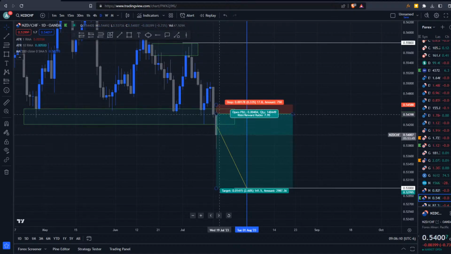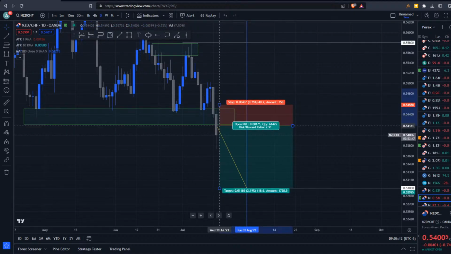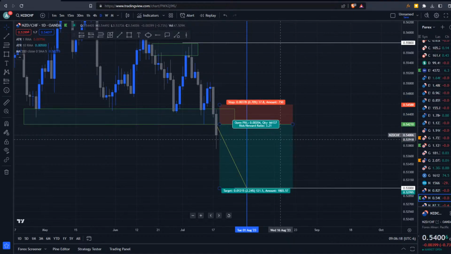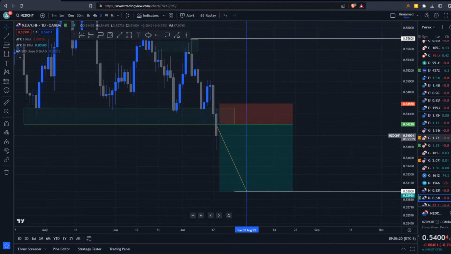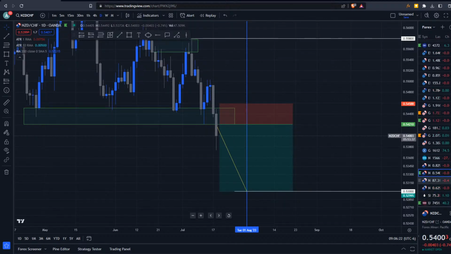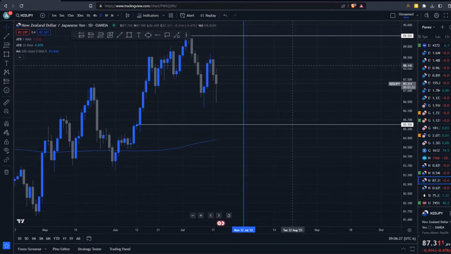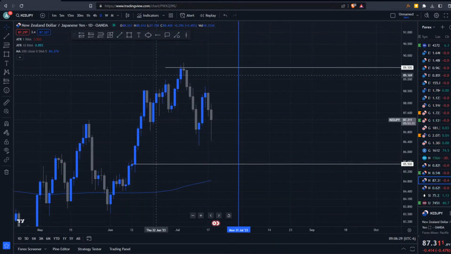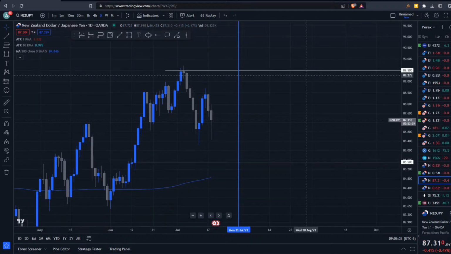You could enter now. You could wait for price to come back up and retest this area possibly tomorrow, and then enter a trade, something like this. Get a 3R, get a 4R, and then you're looking pretty good. I think all the Swiss trades, shorting them is a fair analysis. Again, Kiwi yen, same thing as the other yen pairs.